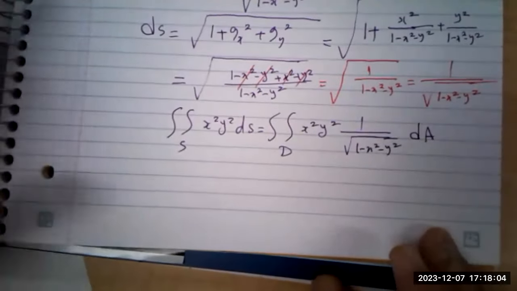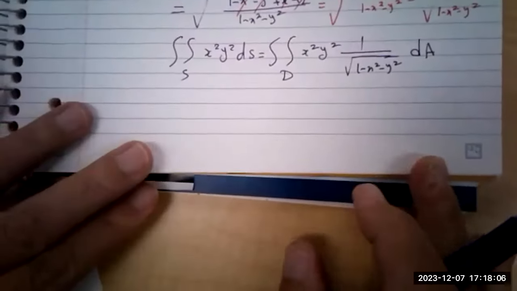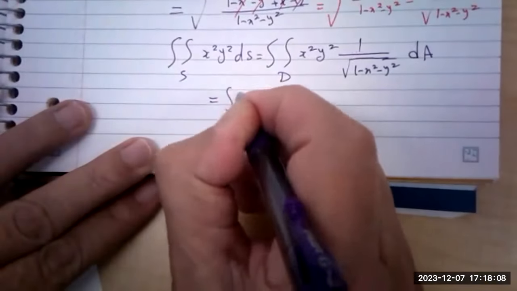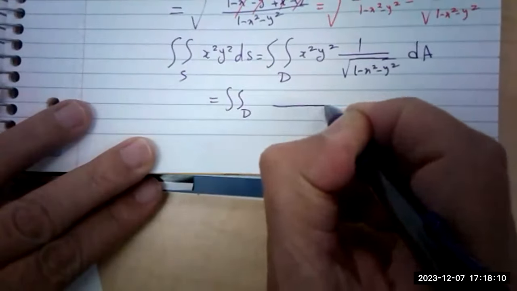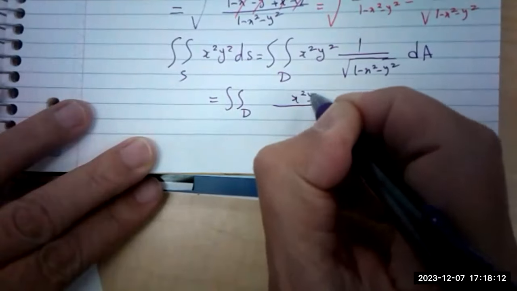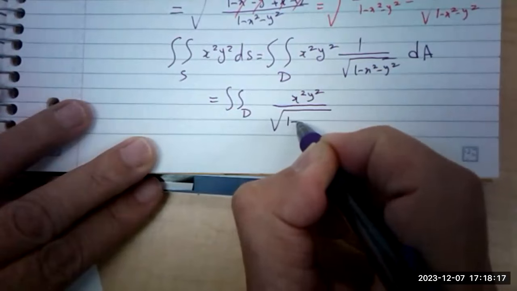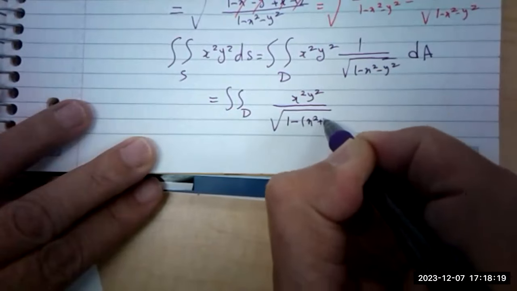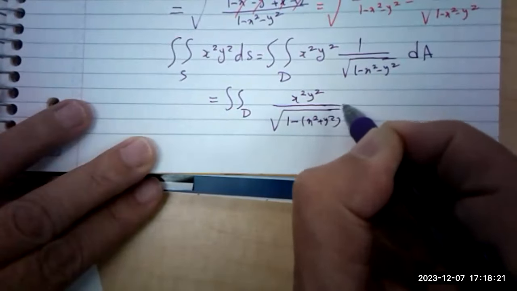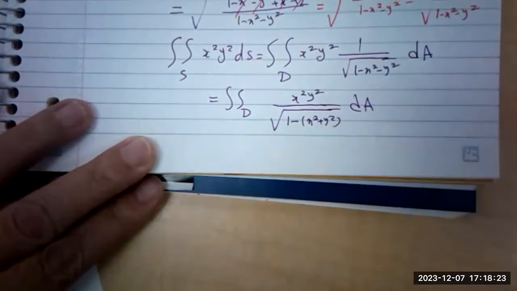Then you decide what you are going to do with the dA. So the result of the function integral is this one. It's x squared y squared. The numerator is this one, 1 minus. You better take out the negative sign. So that gives you the result.